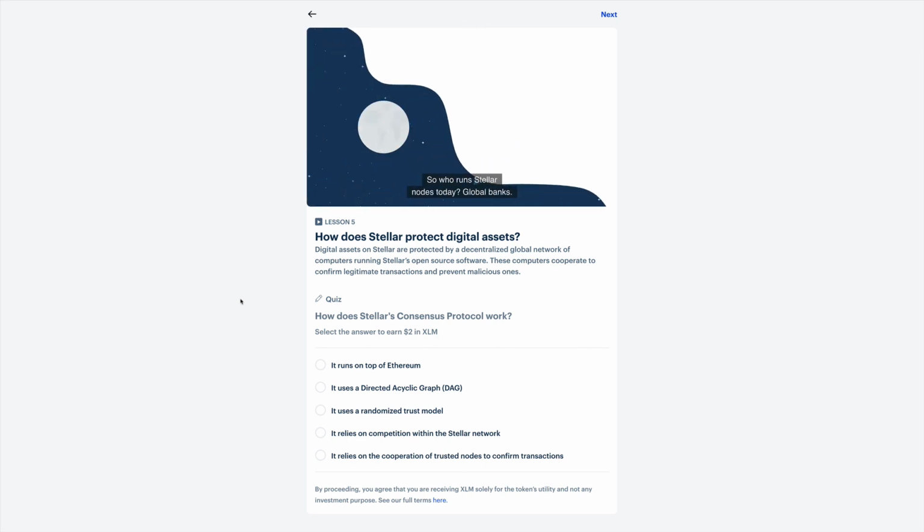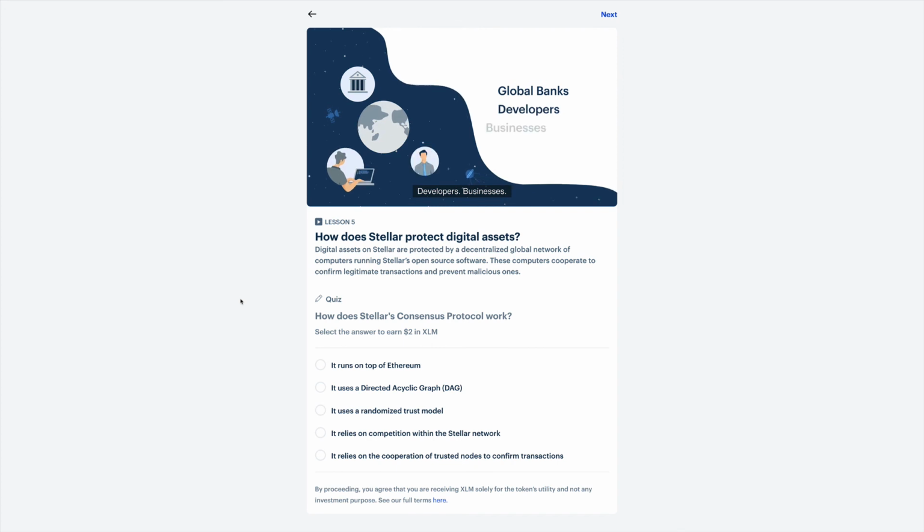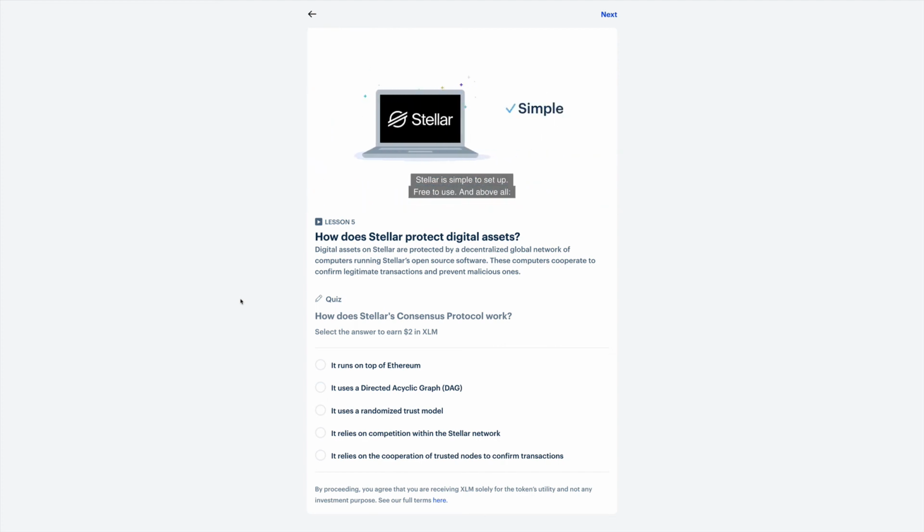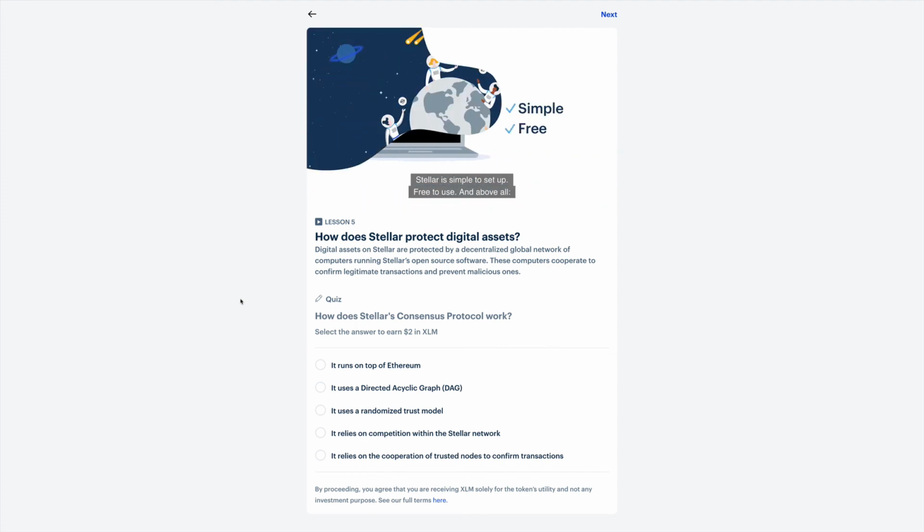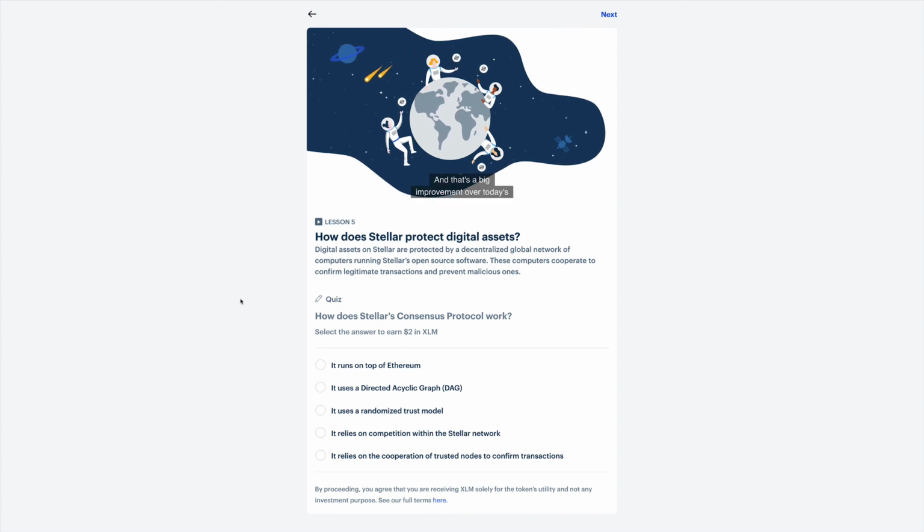So who runs Stellar nodes today? Global banks, developers, businesses, anyone who wants to transfer money via the Stellar network. Stellar is simple to set up, free to use, and above all, it's open to everyone. And that's a big improvement over today's international financial infrastructure.